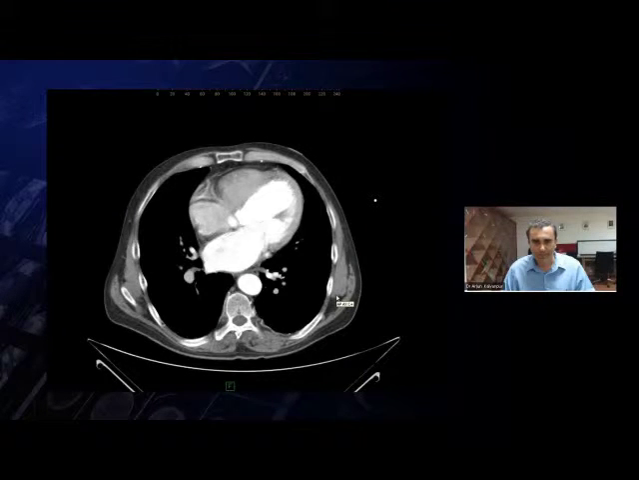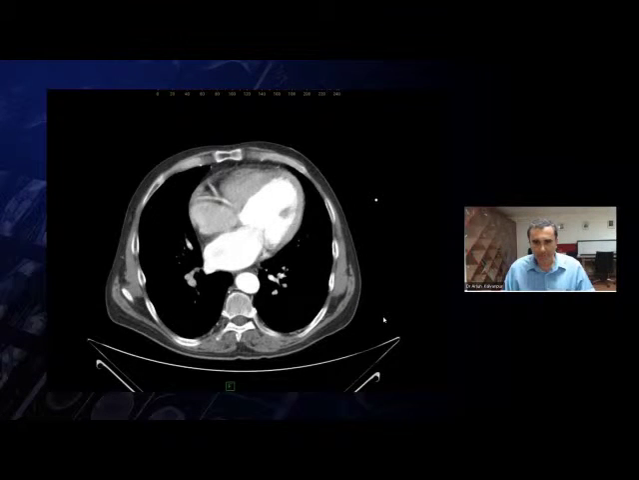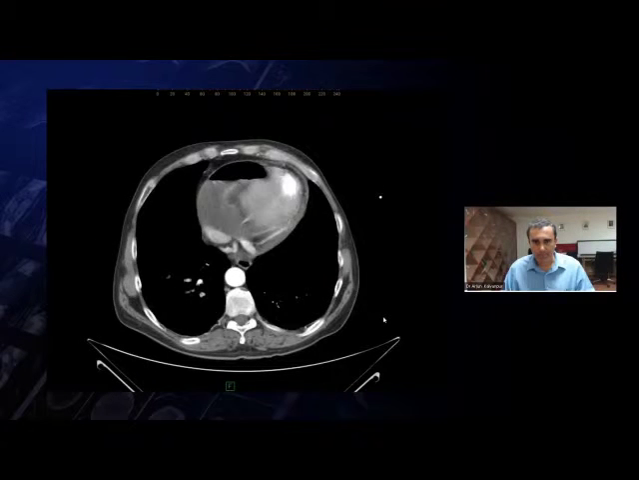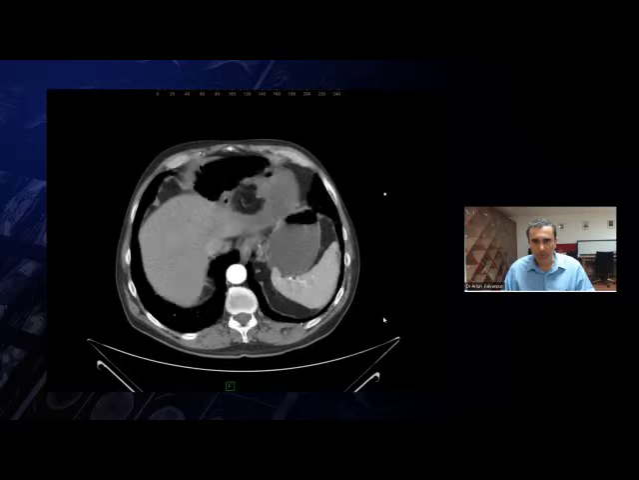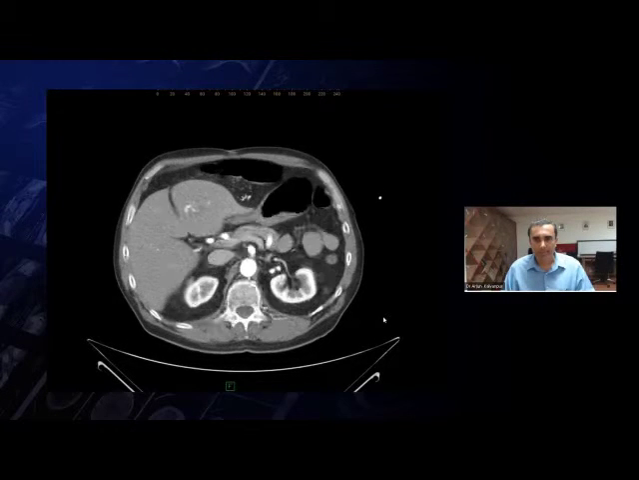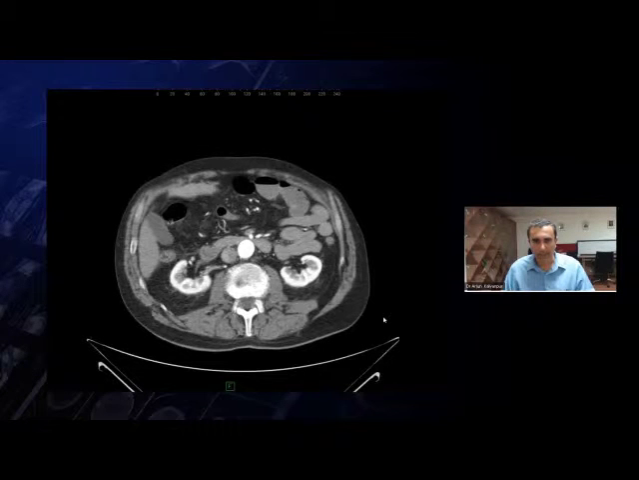Hi everyone, this is an interesting case from the emergency room. We have a CT scan of the abdomen and pelvis performed with oral and intravenous contrast in a male patient presenting with abdominal pain, substernal and epigastric abdominal pain.